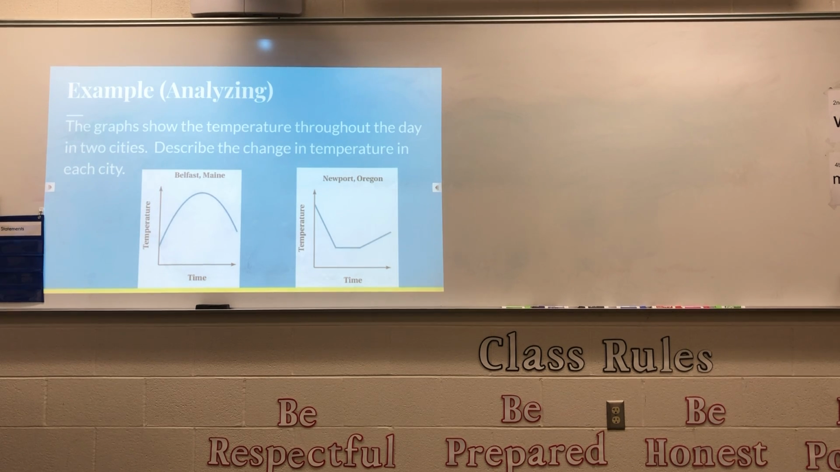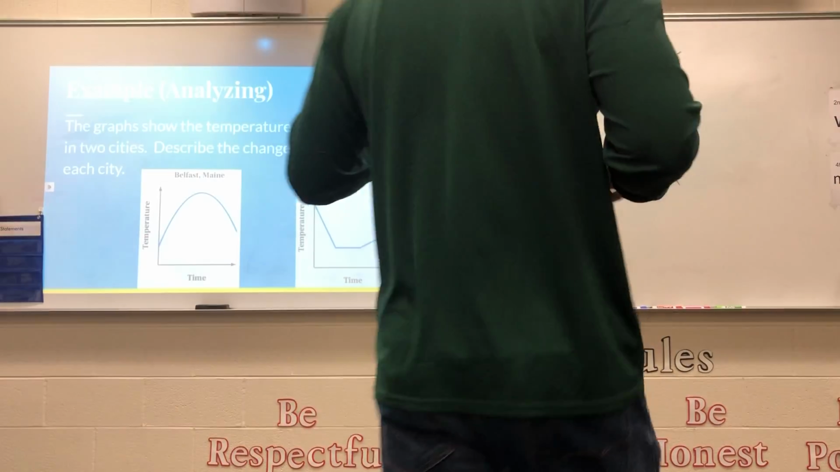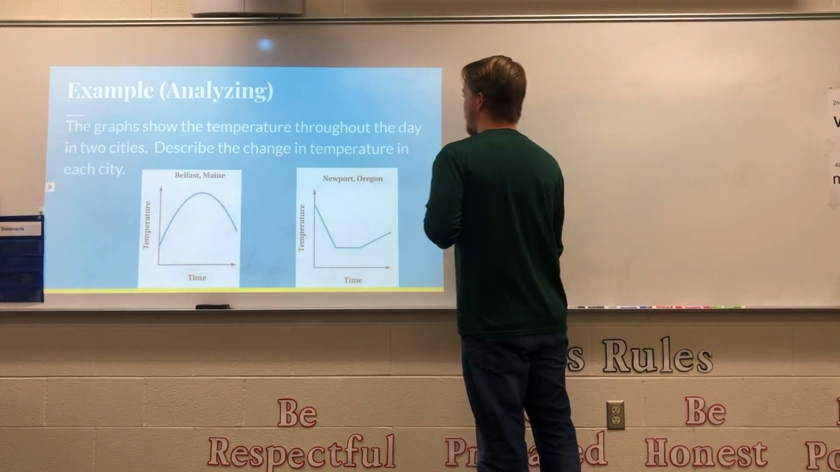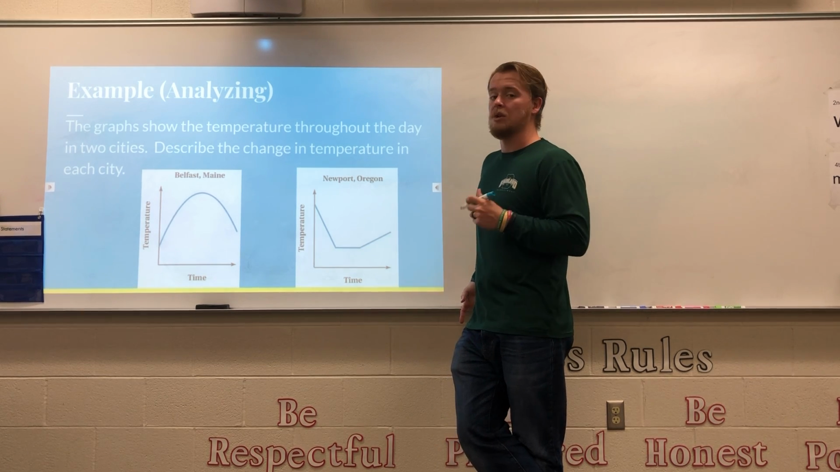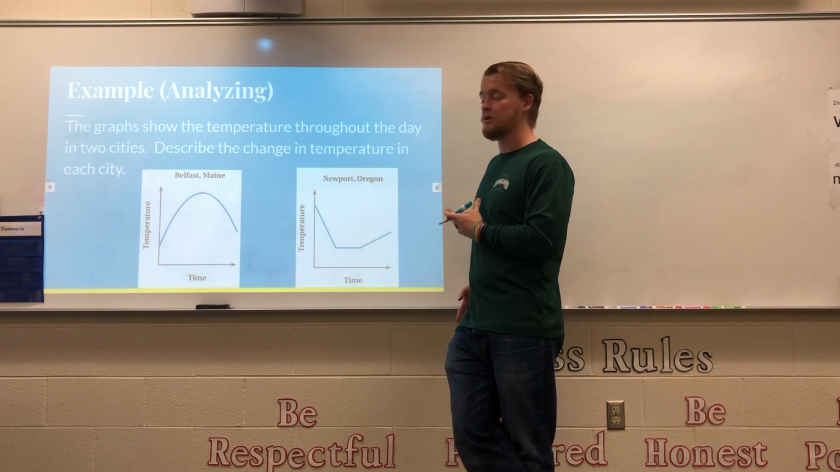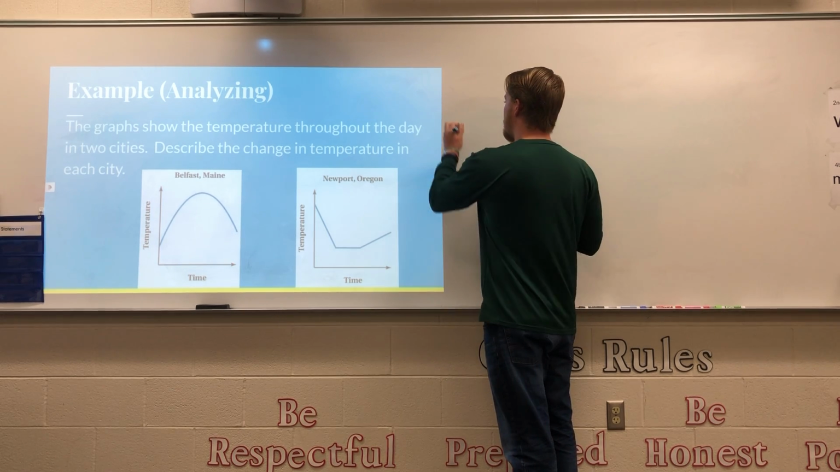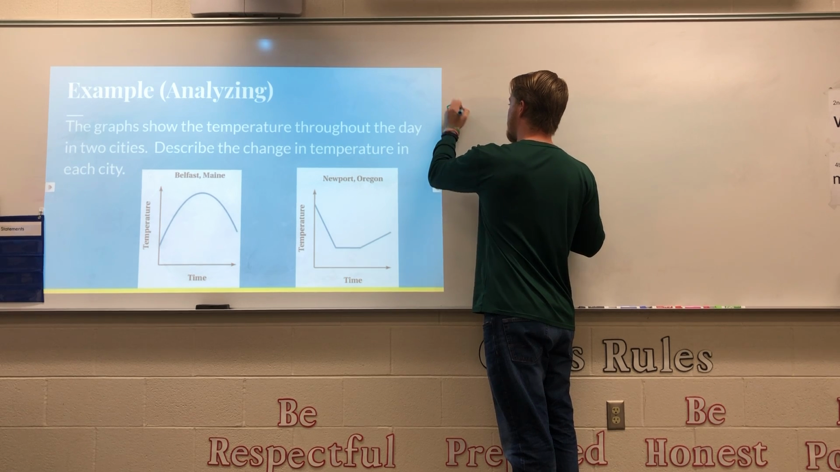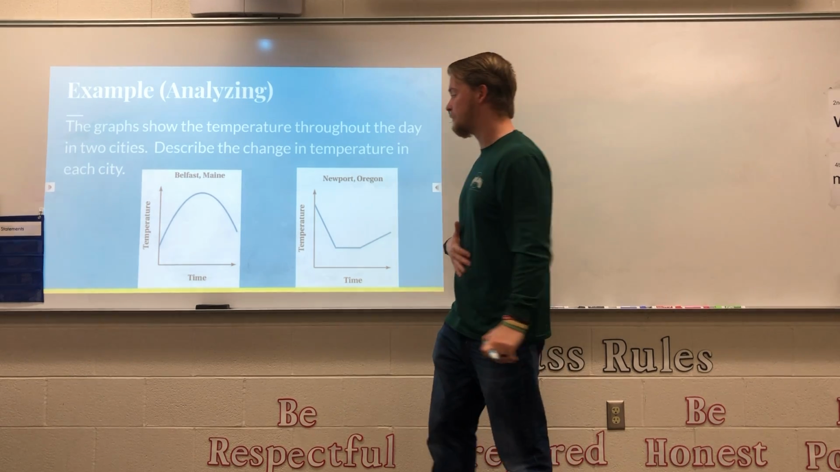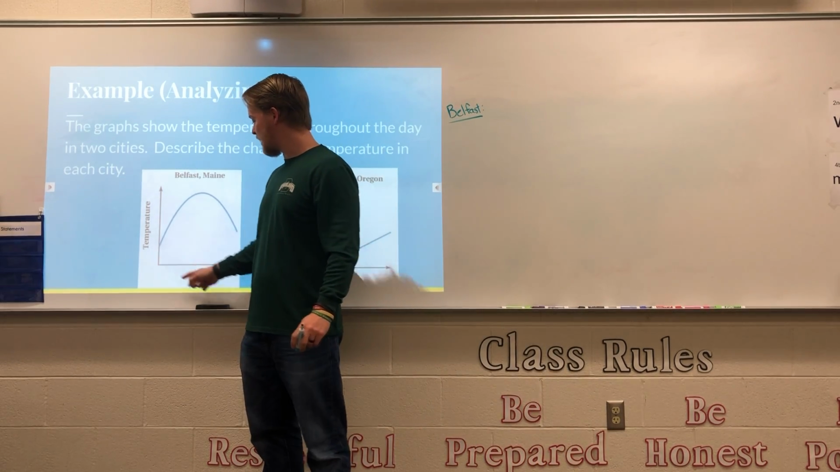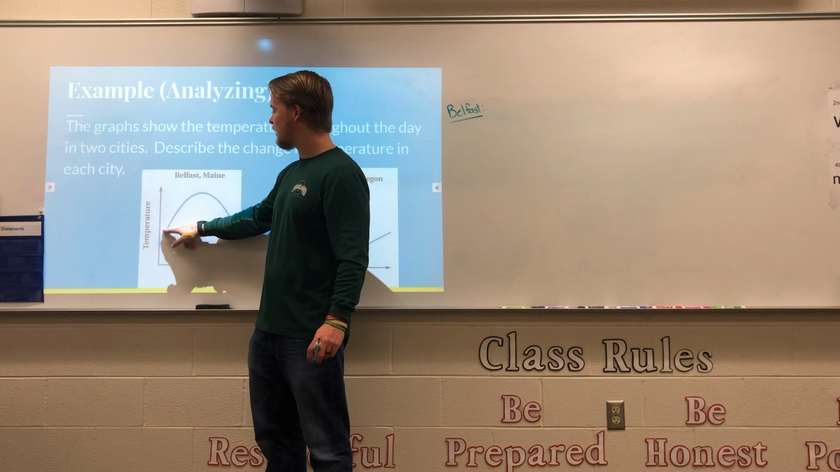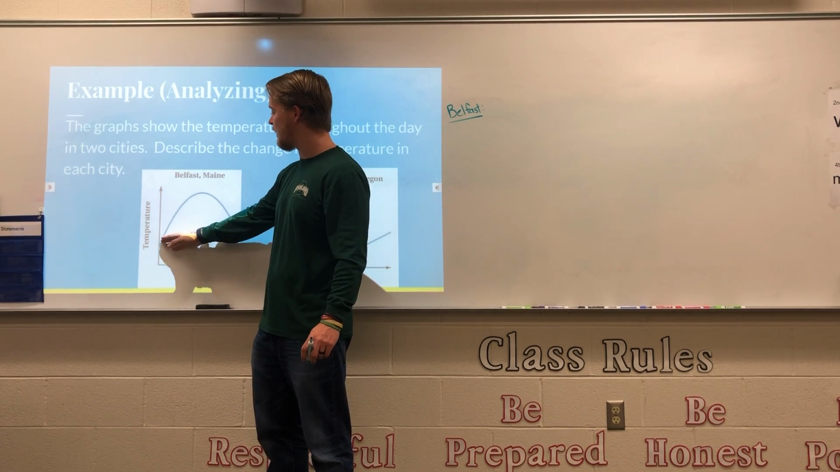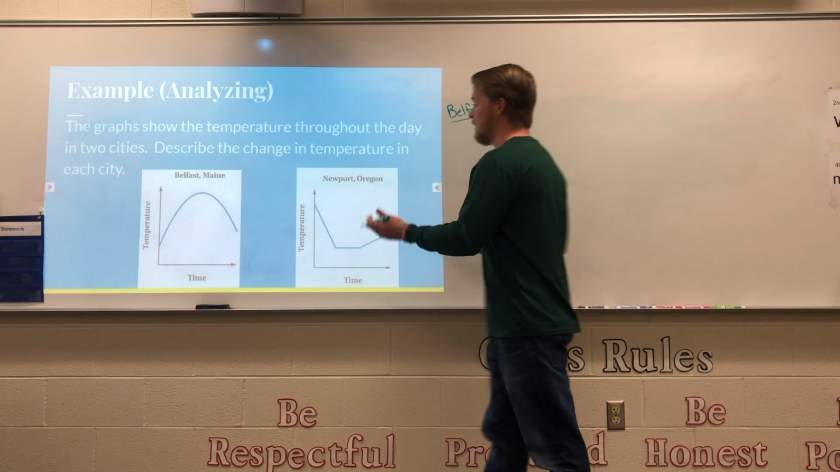So we're going to go ahead and jump into an example. This says the graph shows the temperature throughout the day in two cities. Describe the change in temperature in each city. So this is where you're going to use your words to describe the temperature in each city. For Belfast, the best way to do this would be to break down the graph part by part. At the beginning of the day, the temperature's here, and it's doing this. So obviously, it is increasing to start the day. That's exactly what you'll write.